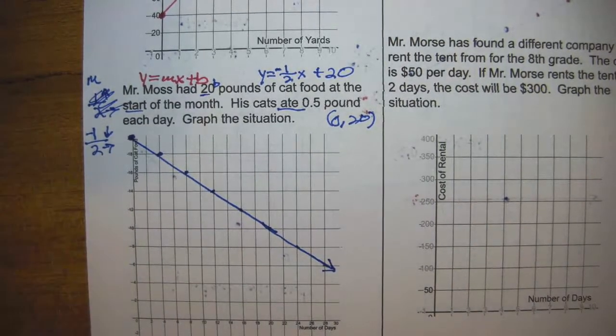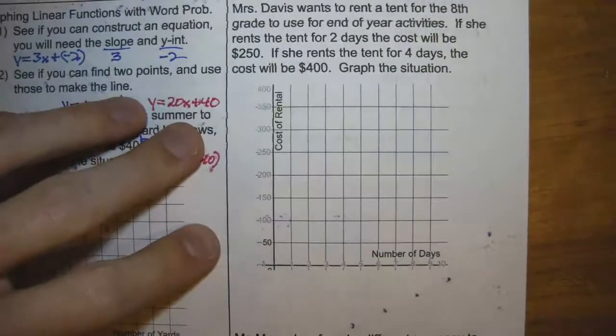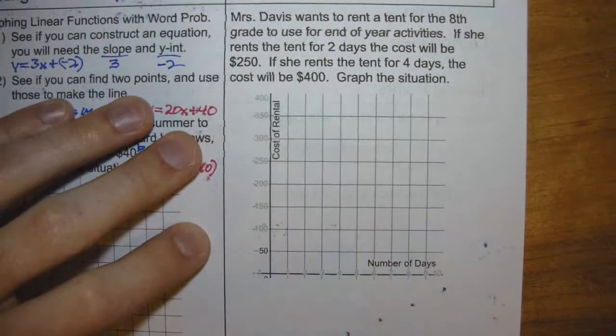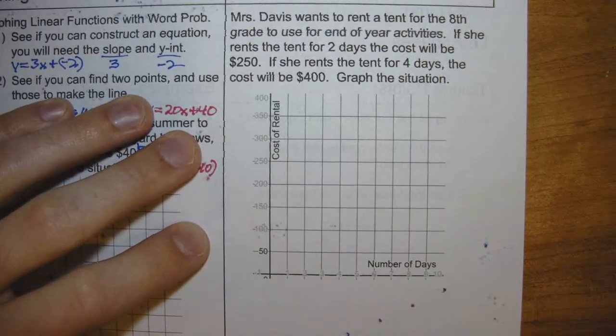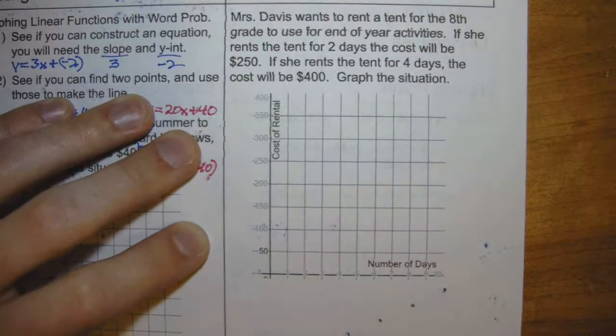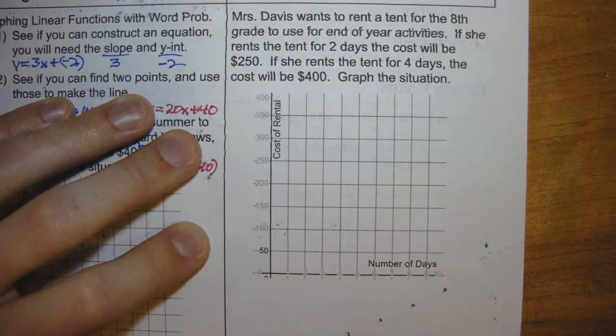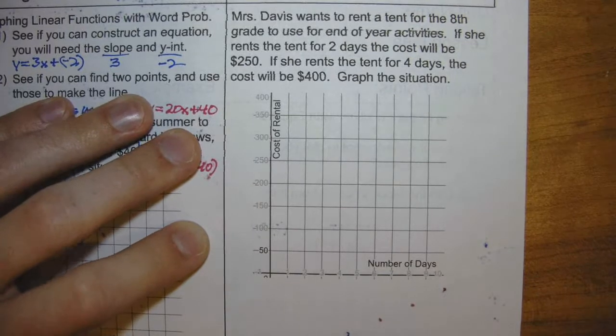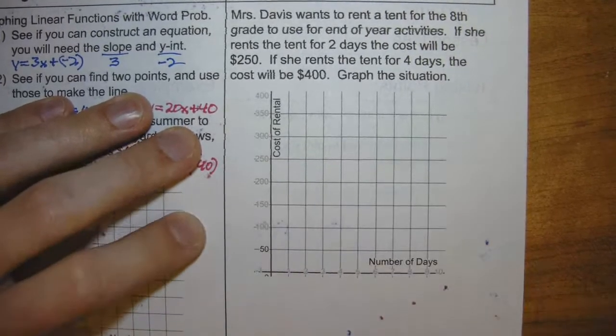All right. Well, let's talk about word problems where things maybe aren't as obvious. All right. So take a look. Miss Davis wants to rent a tent for the 8th grade to use for the end of year activity. So maybe for a promotion ceremony, that kind of thing. Who knows? It says if she rents the tent for 2 days, the cost will be $250. If she rents the tent for 4 days, the cost will be $400. And we're asked to graph the situation.